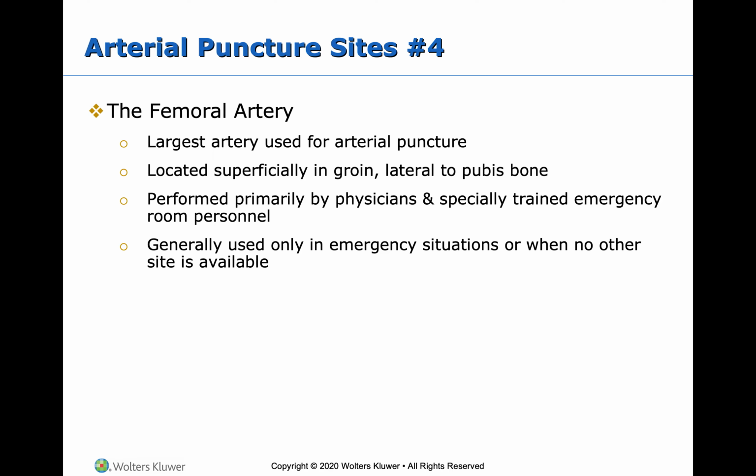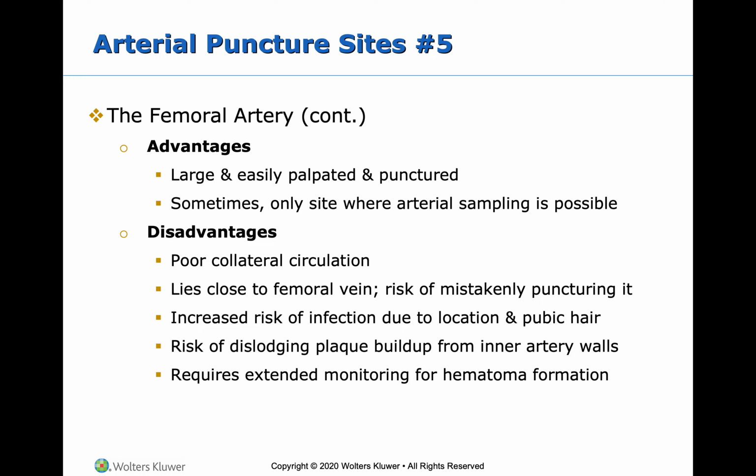Okay, so the advantages: it's large and easy to palpate and puncture. It is sometimes the only site where arterial sampling is possible if they don't have good collateral circulation going to their hand or in their brachial artery. Maybe they have to go to the femoral artery.